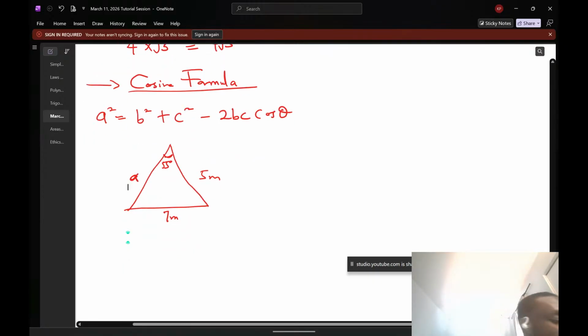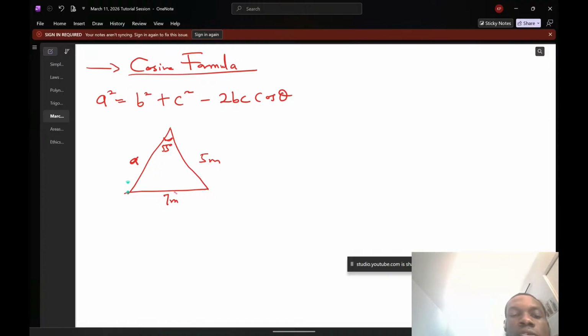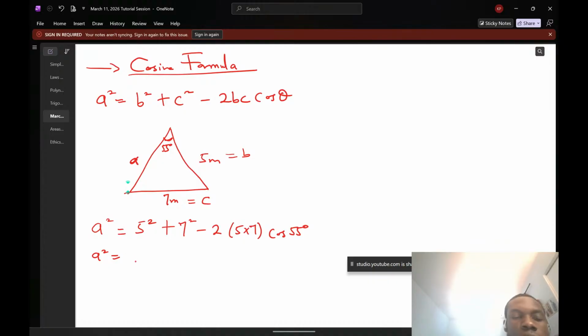Okay, so if we want to do something like this, we're going to use the cosine formula. So the cosine formula is used when you have two sides given, you are looking for another side, and you have an angle inside the triangle. So now that will be a squared is equal to, let's make this side b, let's make this side c. So that's 5 squared plus 7 squared minus 2 times 5 times 7 cos 55 degrees. All right, so that's a squared, 5 squared, 5 times 5 is 25, plus 7 times 7 is 49, minus 5 times 7 is 35, 35 times 2 is 70. So we have 70 cos 55 degrees.